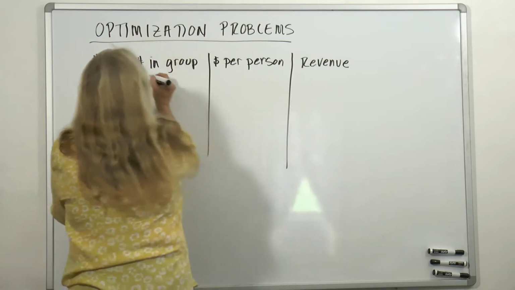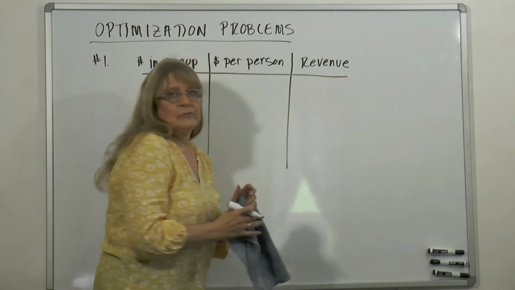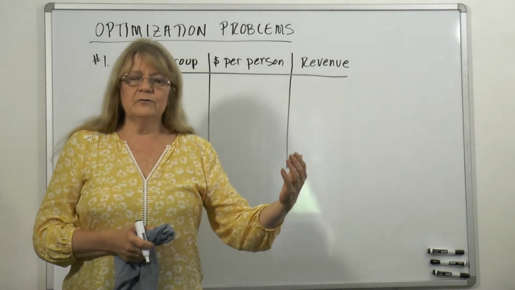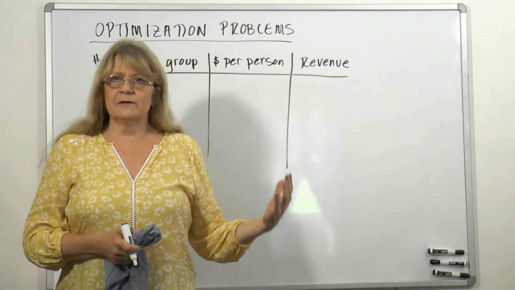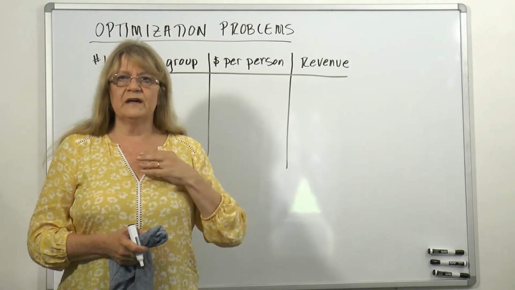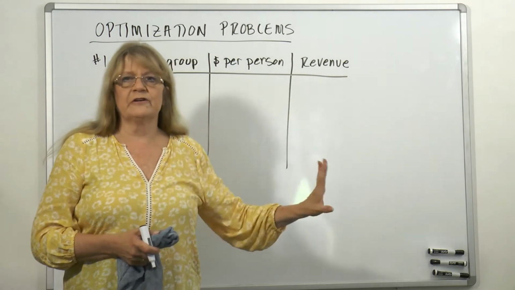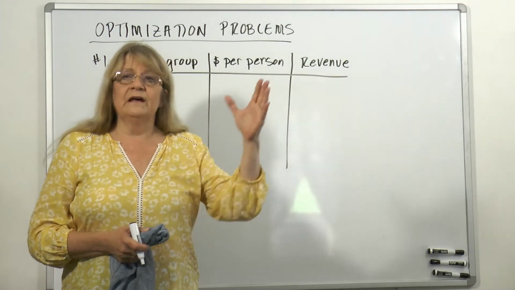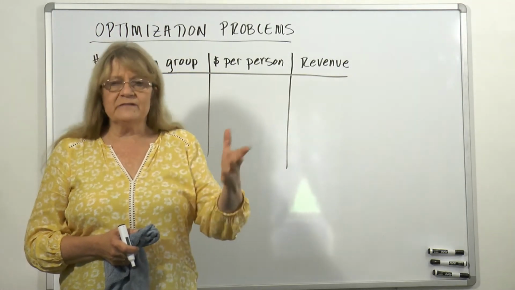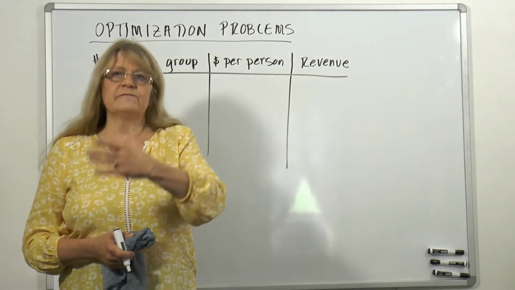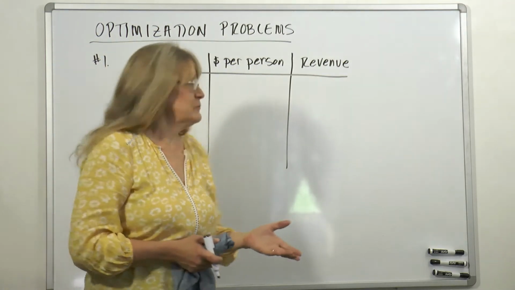A couple things to keep in mind. One is, revenue is the money you take in. It is not your profit. It's money you take in before your expenses, before your costs. Profit is revenue minus your expenses or costs, and what's left over is profit.